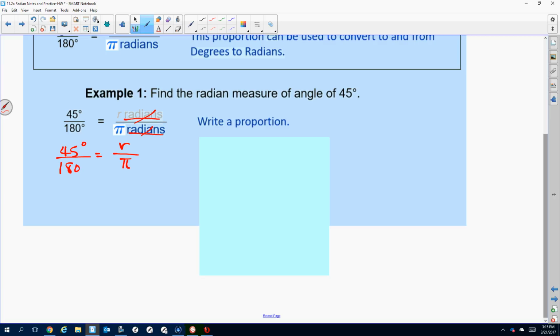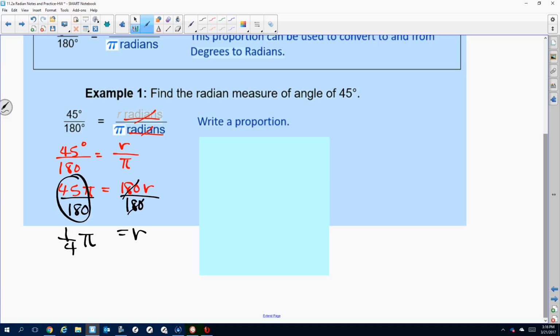Okay, so all we're going to do to find the r, the radians, is cross multiply and solve for r. When we cross multiply, we get 45 pi equals 180 r. Now we isolate r, so we divide both sides by 180. We get the radians by itself, and then we're just simplifying 45 over 180. What does that reduce to? 1/4. Yeah, so we have 1/4 pi.